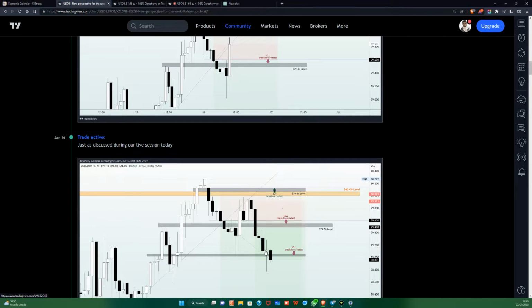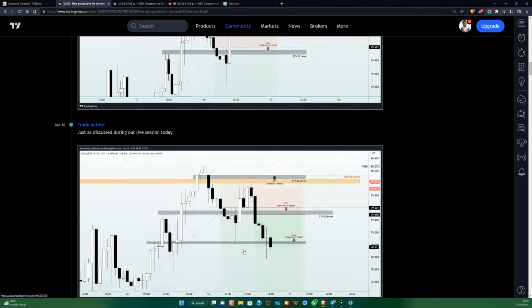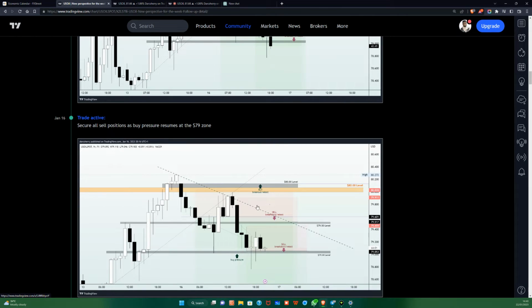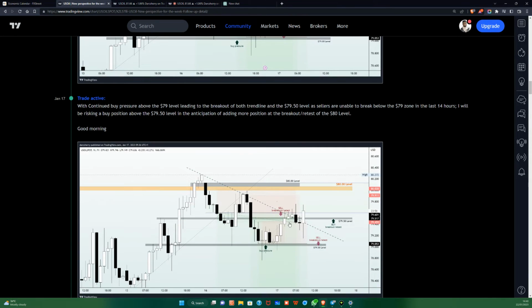We moved our stop loss accordingly to lock in some profit as we saw buy pressure begin to resurface around the $79 level. And as a result of this, we identified a trend line and we said if price action breaks out of this trend line, which also shares a confluence with the $79.50 level, we will be getting our buy position triggered. And this is exactly what happened.